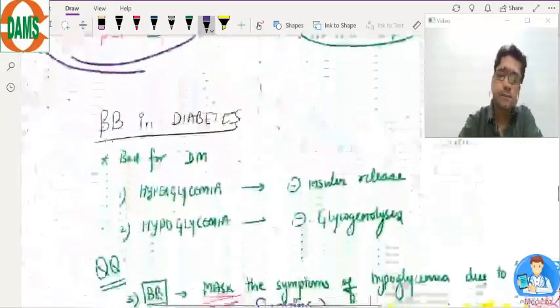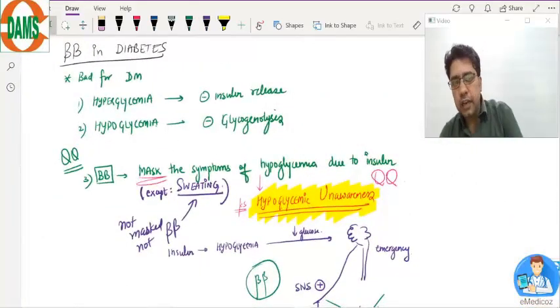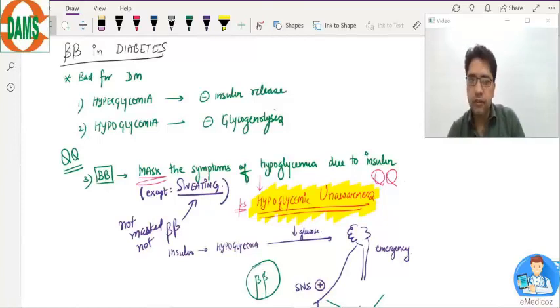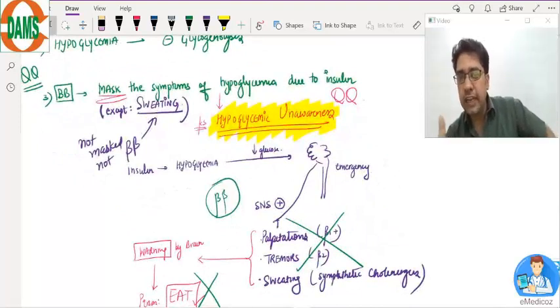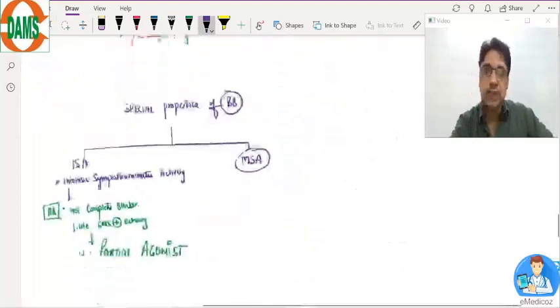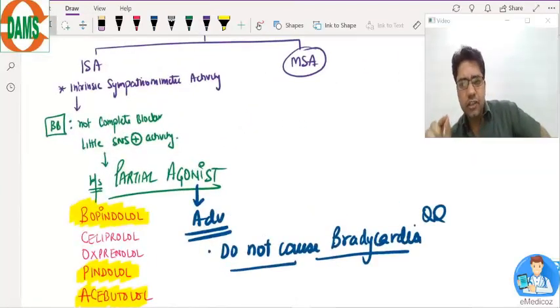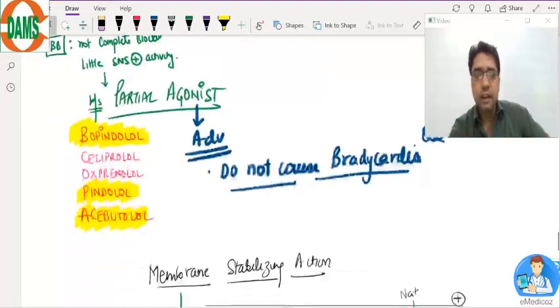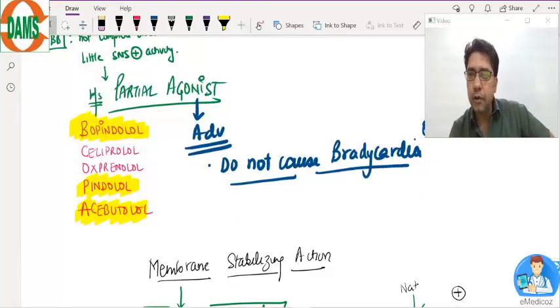Now beta blockers in diabetes, I hope we have learned they produce hyperglycemia because they inhibit insulin release. They also cause hypoglycemia by inhibiting glycogenolysis. They mask the symptoms of hypoglycemia except sweating, which is known as hypoglycemic unawareness. Special properties: intrinsic sympathomimetic activity, that means they slightly stimulate sympathetic receptors. Advantage, they will not cause bradycardia. Remember these 3 beta blockers: bopindolol and pindolol, same name, and acebutolol.